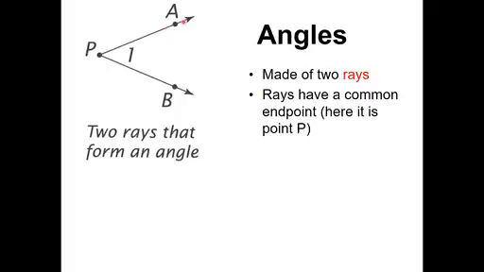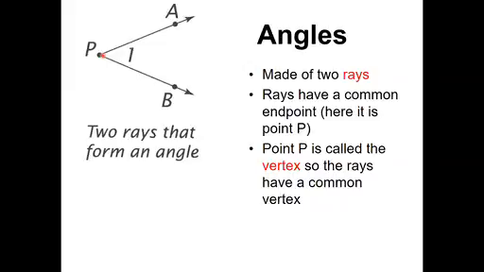So we're getting close to our definition. We have 2 rays, and they have a common endpoint. The only thing we're going to add to that is the name of that common endpoint. It's called a vertex. So when we talk about defining an angle, we say that an angle is 2 rays with a common endpoint or a common vertex.